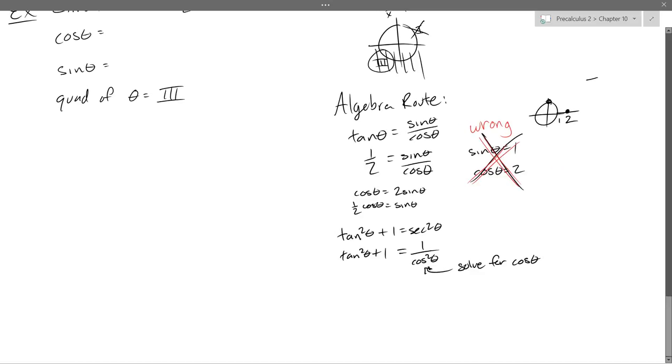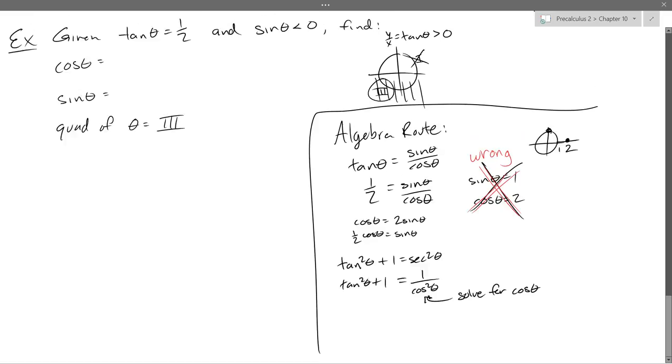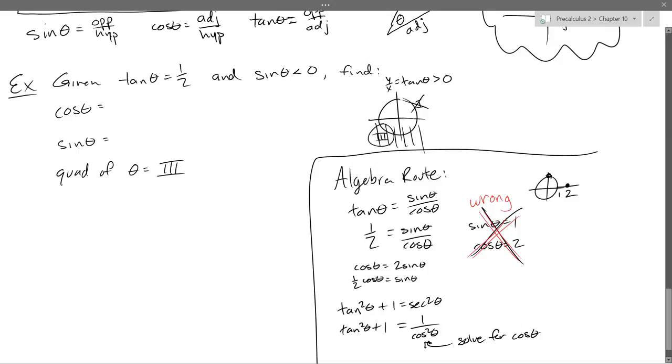So let's partition this algebra route off. I want to use geometry instead. So tangent is 1 over 2. We're using SOHCAHTOA, so I'm using tangent as opposite over adjacent. And of course, tangent is 1 over 2. So y over x is another way to think about it. Y over x, y is 1, x is 2. So there's our point. We could build up a triangle.